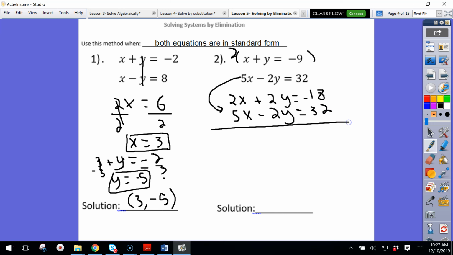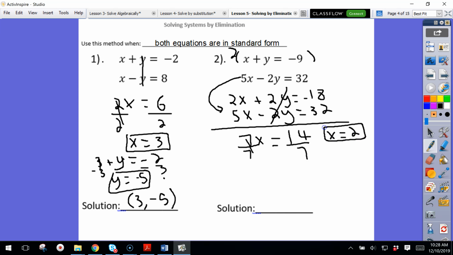So 2x plus 5x is 7x. The y's were supposed to cancel out, that was the goal. And then now I'm going to put together 32 and negative 18, which is just 32 minus 18. That gives you the number 14. And then now I can divide by 7, and you get the answer for x: x equals 2.